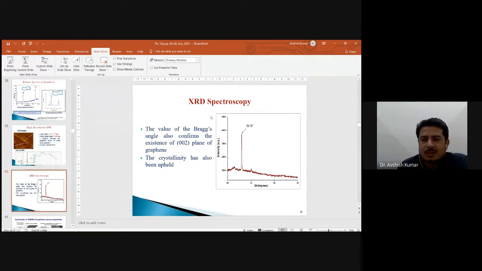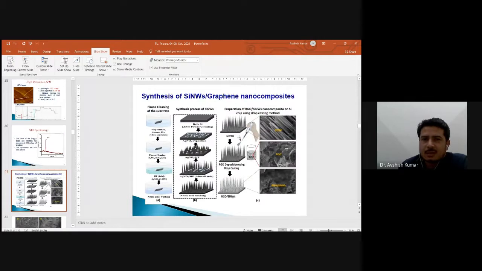XRD is another tool which can confirm the synthesis of your material. It will confirm the existence of the 002 plane of graphene, and you will find it somewhere around 24 degree to 26 degree. If you search the literature, you will find it somewhere around there.